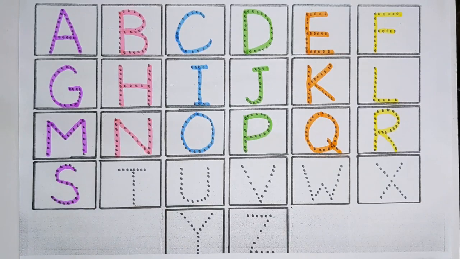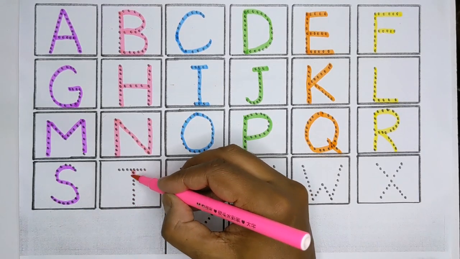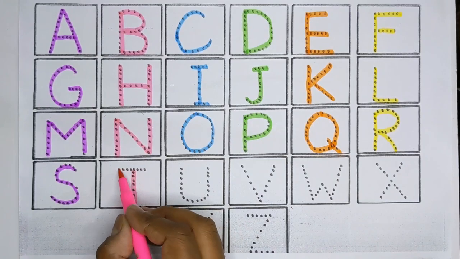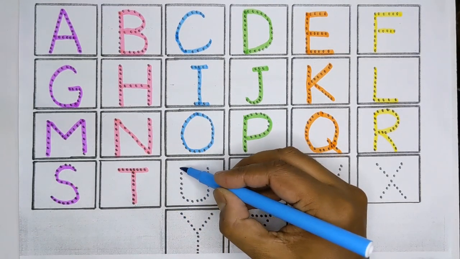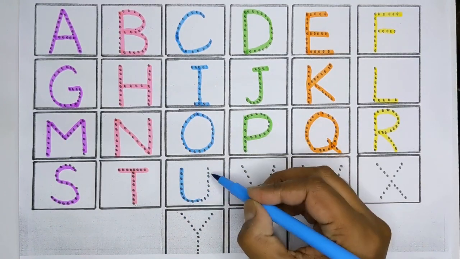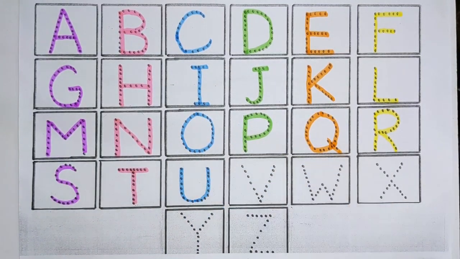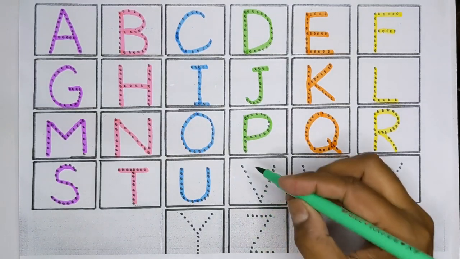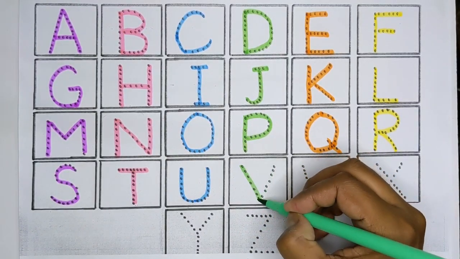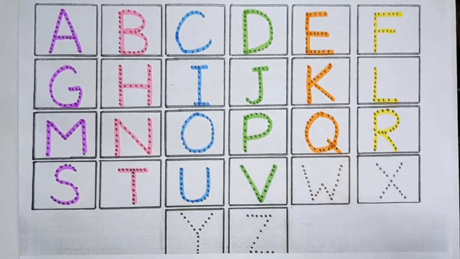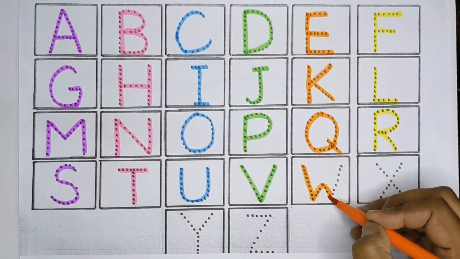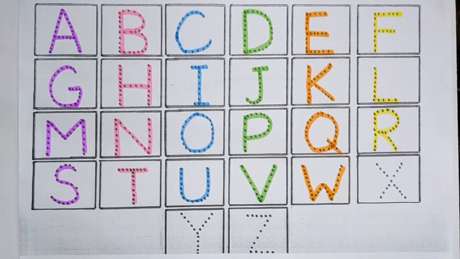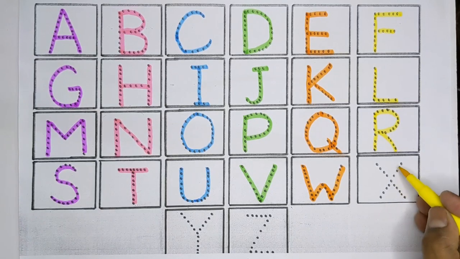S for shine, pink color. T for tomato, sky blue color. U for uniform, light green color. V for vase, orange color. W for watermelon, yellow color.